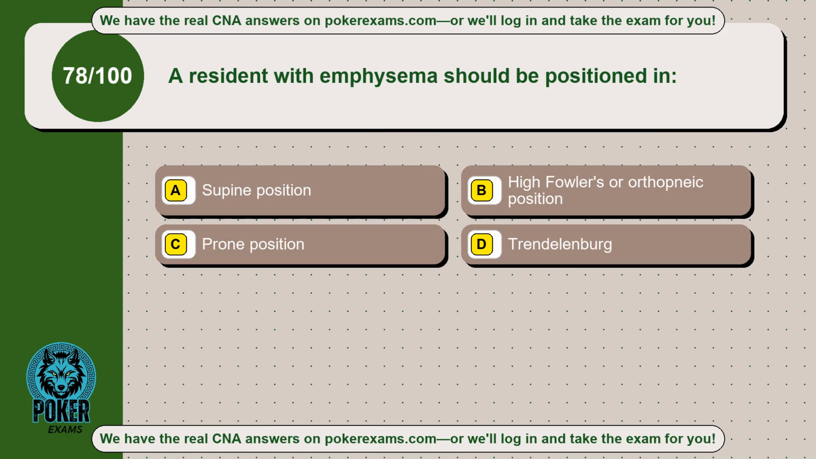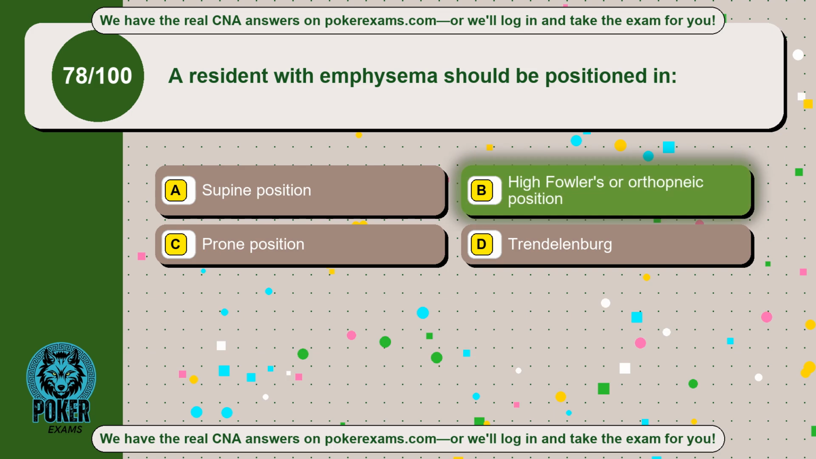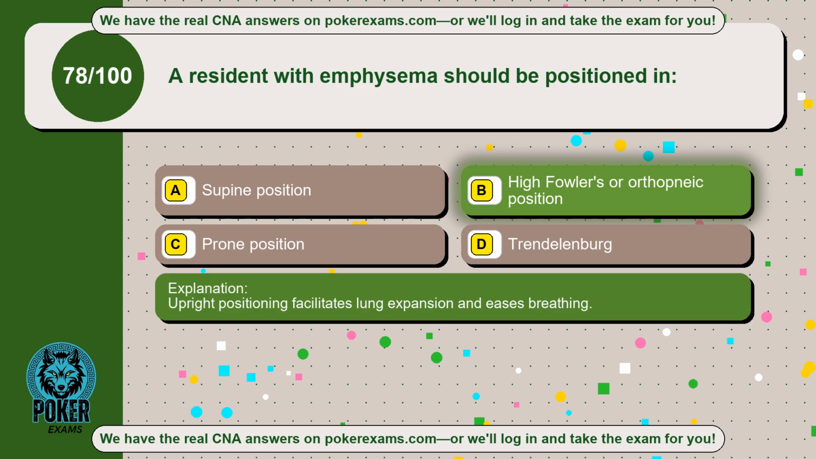Question 78. A resident with emphysema should be positioned in: Option A, supine position. Option B, high Fowler's or orthopneic position. Option C, prone position. Option D, Trendelenburg. The correct answer is option B, high Fowler's or orthopneic position. Upright positioning facilitates lung expansion and eases breathing.